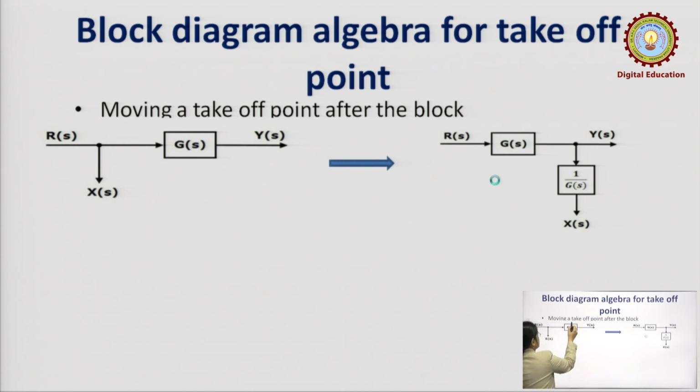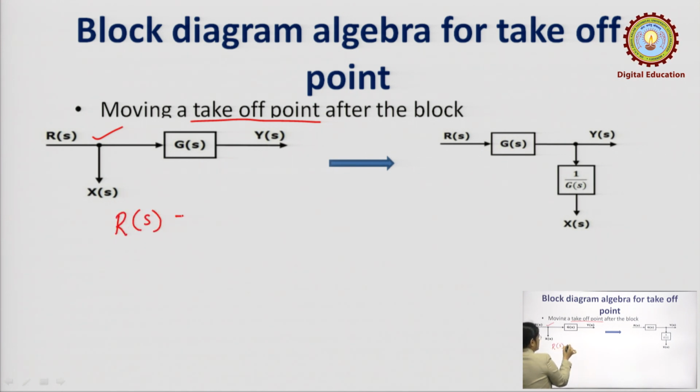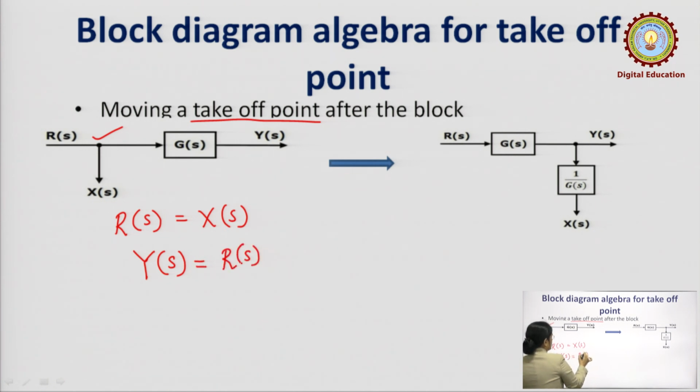This takeoff point, we are moving after the block. This is the takeoff point here, and it is to be moved after the block. So, what is the output here? R(s) and X(s) are the same. R(s) is equal to X(s). Now, here the output Y(s) is what? It is R(s) into G(s) for case 1.